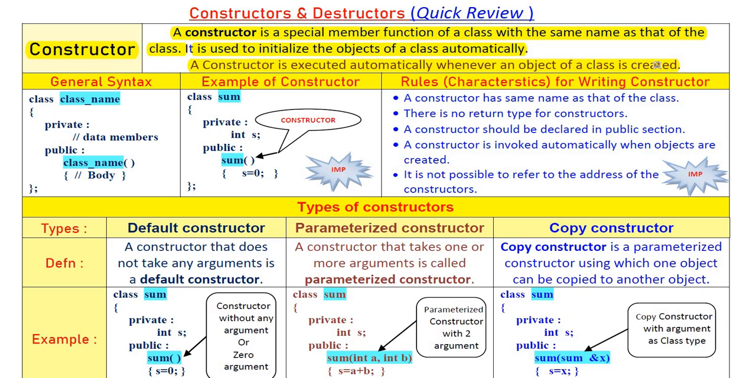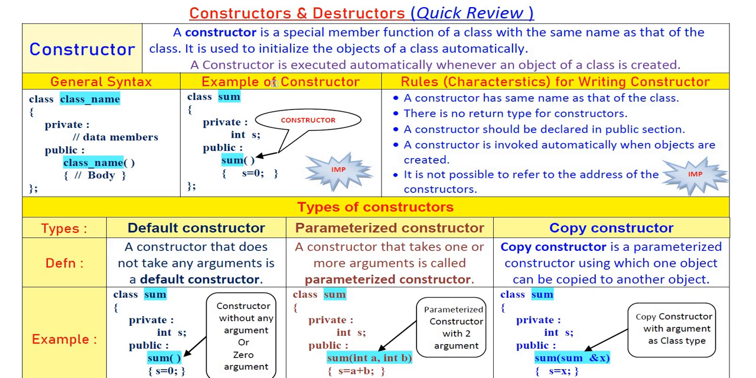So here three important points are there about constructor. First point, constructor is a special member function of a class having same name as class name. Second point, constructor is used to initialize the object of a class automatically. Then last and third point, a constructor is executed automatically when an object of a class is created. Executed means called, it is called or invoked automatically. So we will see all these things in detail in next topics. So this is about just definition and introduction about constructor.